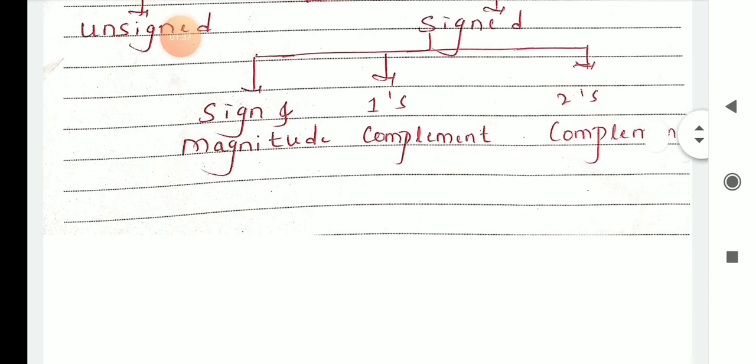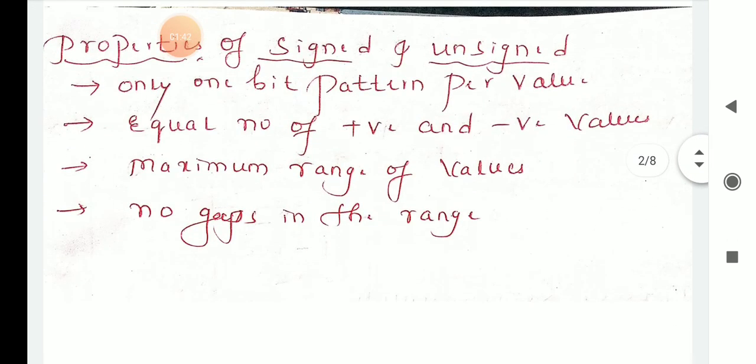Next we will discuss the properties of signed and unsigned representation. If you want to represent an integer, you have to follow these properties. The first property is only one bit pattern per value. You have to consider one bit pattern per value.